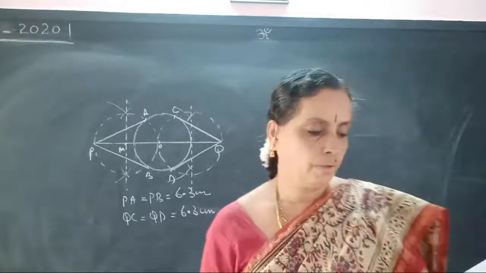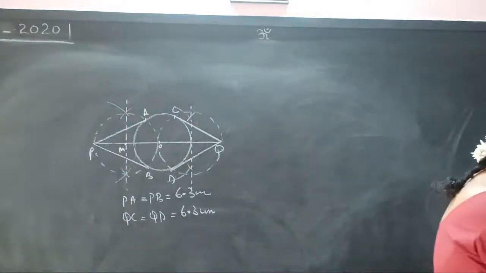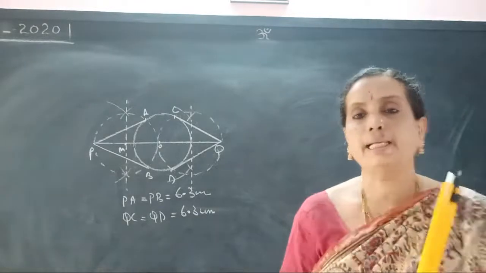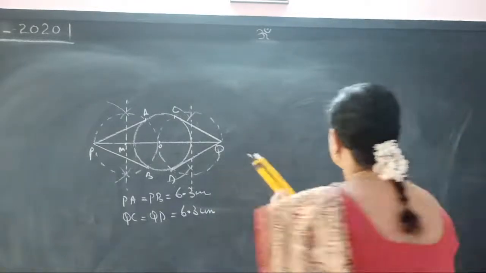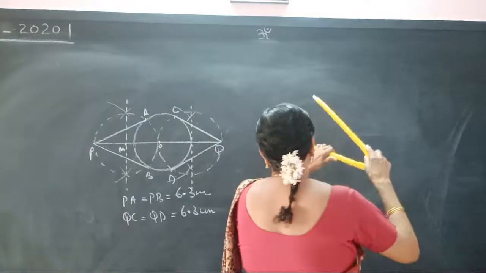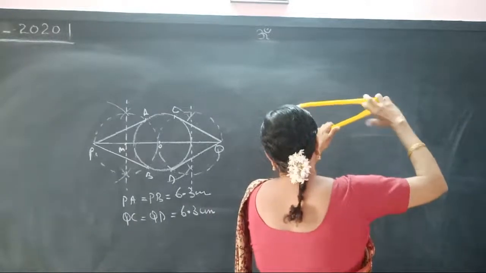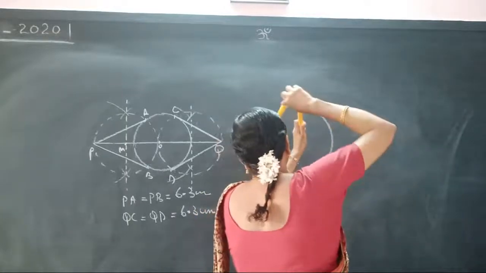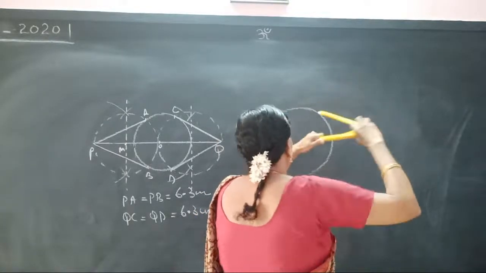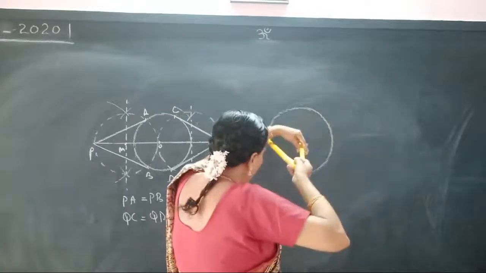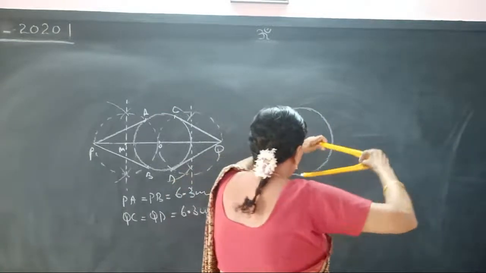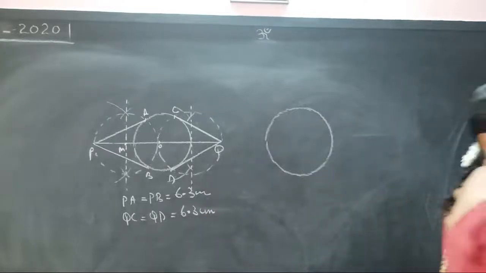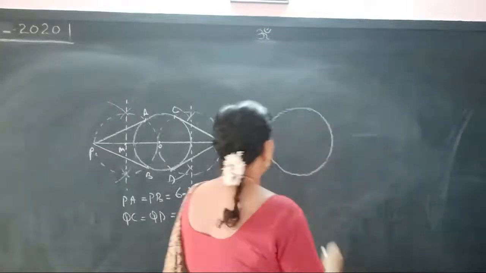Okay. Now the question. First, draw a circle of radius 3.5 centimeter. Please do the correction. It is not 135. It should be 45. The angle should be 45. At the center, you have to construct 135.